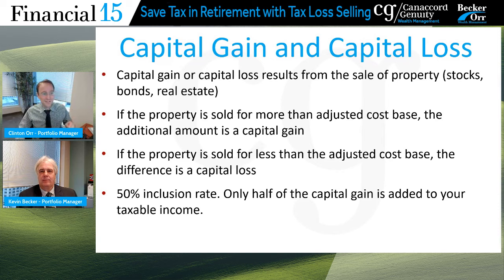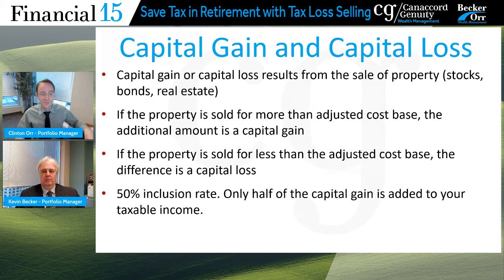Let's start. What is a capital gain? What is a capital loss? A capital gain, you can see it on the screen, results from the sale of property. It could be stocks, bonds, or real estate. If you sell it for more than what you bought it for, more than the adjusted cost base, that's a capital gain. The opposite is a capital loss. You buy a stock for $10, you sell it for $8. Well, that's a $2 capital loss.